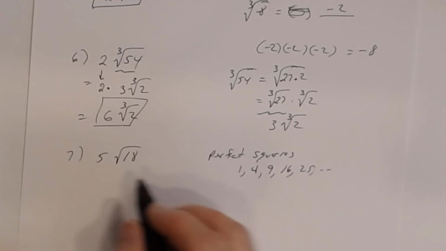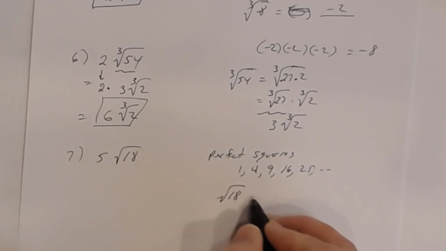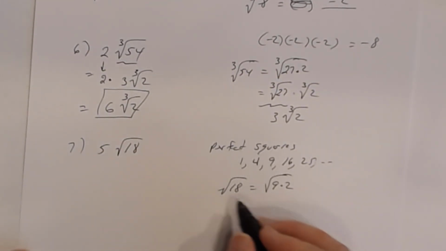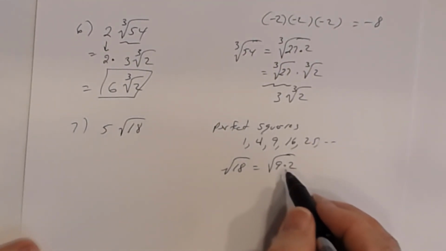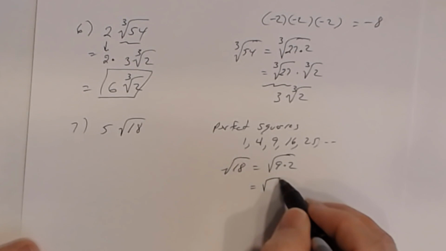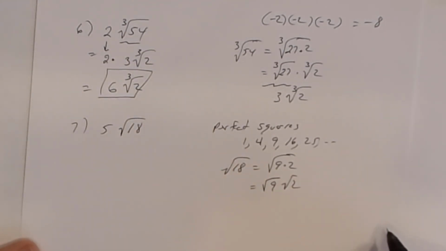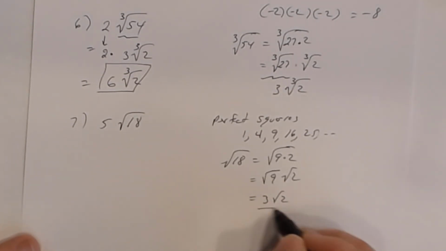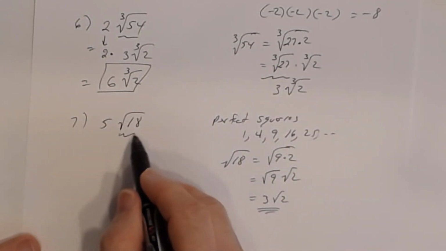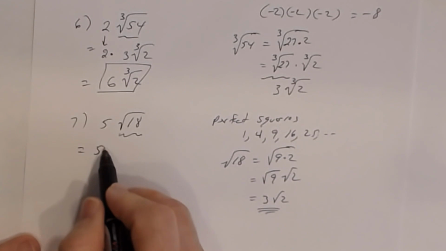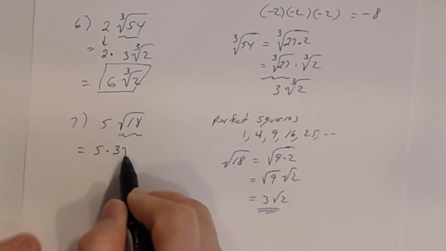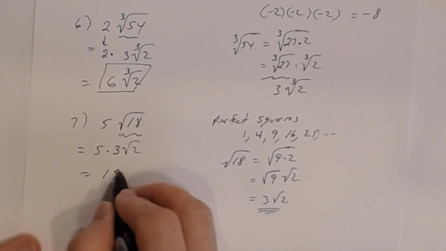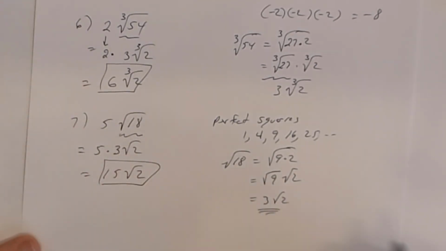The largest is 9. So I'm going to rewrite the square root of 18 as the square root of 9 times 2, because 9 times 2 is 18. Using the product property, I can write that as the square root of 9 times the square root of 2, and the square root of 9 is 3, so you get 3 square root of 2. So this becomes 5 times 3 square root of 2. And then 5 times 3 is 15, so you get 15 square root of 2.